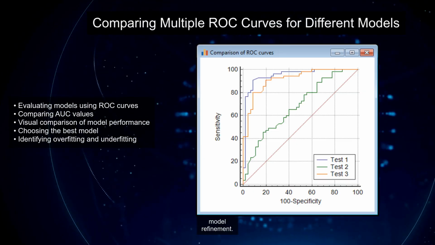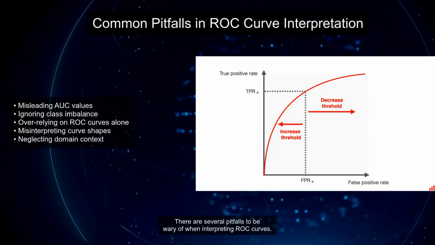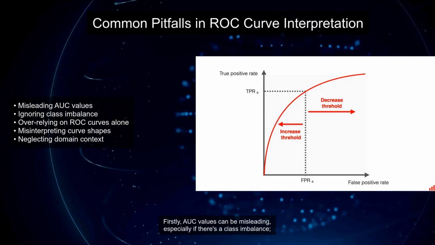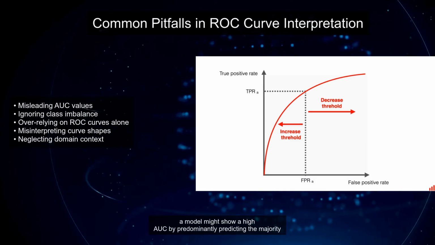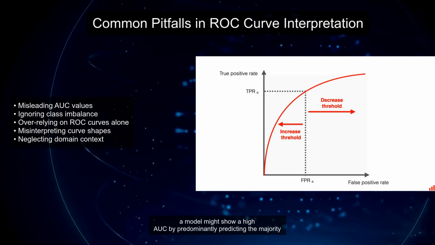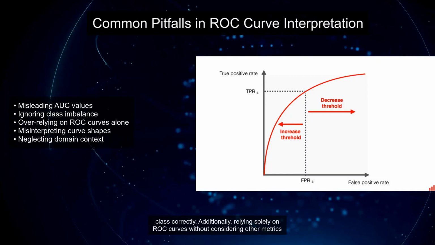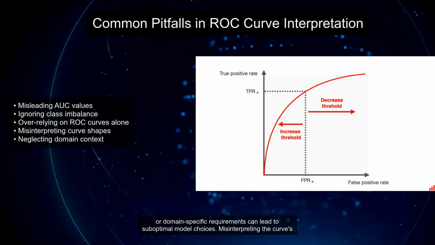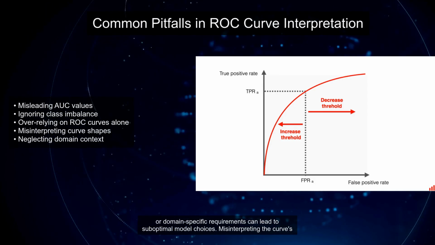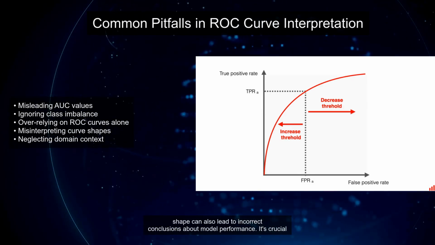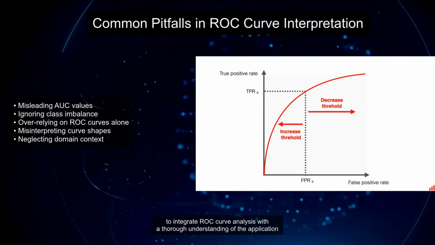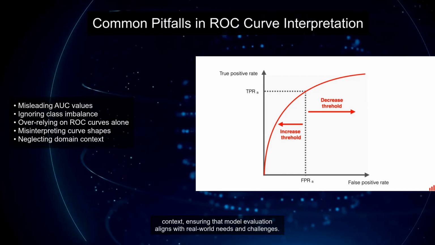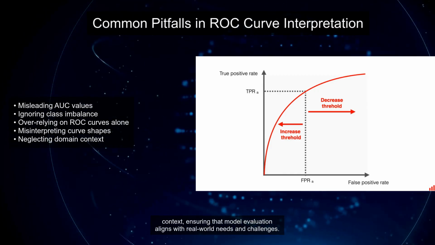guiding further model refinement. There are several pitfalls to be wary of when interpreting ROC curves. Firstly, AUC values can be misleading, especially if there's a class imbalance. A model might show a high AUC by predominantly predicting a majority class correctly. Additionally, relying solely on ROC curves without considering other metrics or domain-specific requirements can lead to suboptimal model choices. Misinterpreting the curve shape can also lead to incorrect conclusions about model performance. It's crucial to integrate ROC curve analysis with a thorough understanding of the application context, ensuring that model evaluation aligns with real-world needs and challenges.